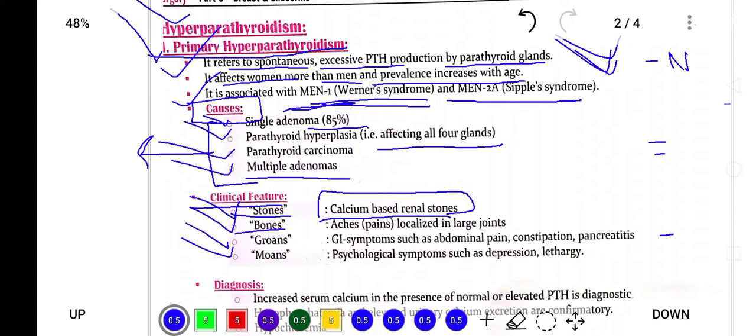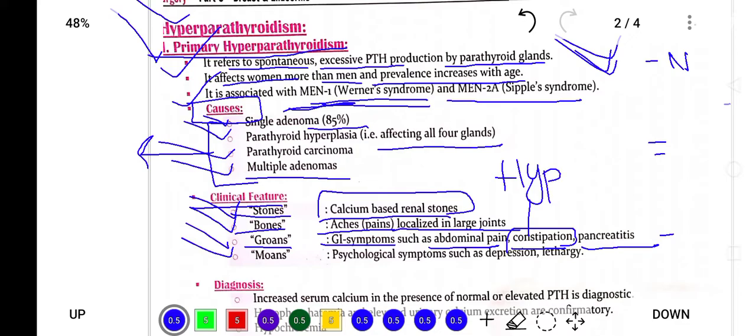and excessive calcium causes stone formation in the kidney. Bones includes excessive demineralization, which causes aches and pains at localized large joints like the hip joint, knee joint, wrist joint, and elbow joint. So, localized pain at the joints. Groans include GI symptoms such as abdominal pain, constipation, and pancreatitis. Constipation is because of hypercalcemia. Hypercalcemia causes constipation, and a patient with hyperparathyroidism presents with constipation, GI upset, and pancreatitis, which means epigastric pain.